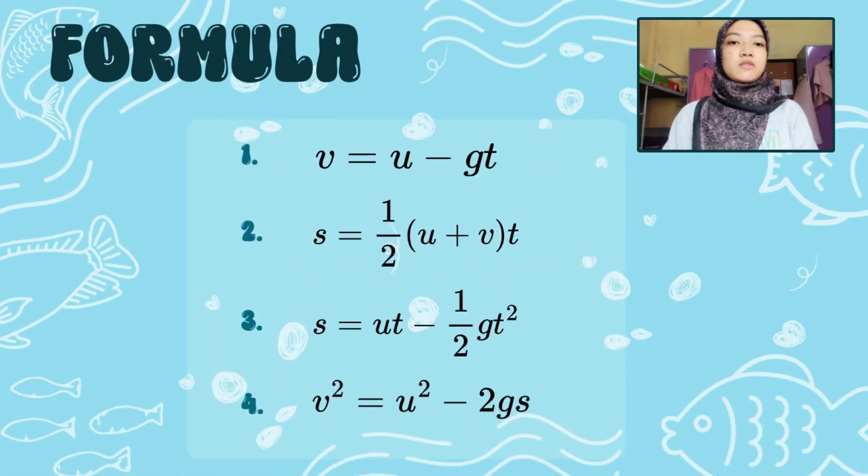In this chapter, we have four formulas. 1. V equal to U minus G times T. 2. S equal to 1 over 2 times U plus V times T. 3. S equal to U times T minus 1 over 2 times G times T power of 2. 4. V power of 2 equal to U power of 2 minus 2 times G times S.